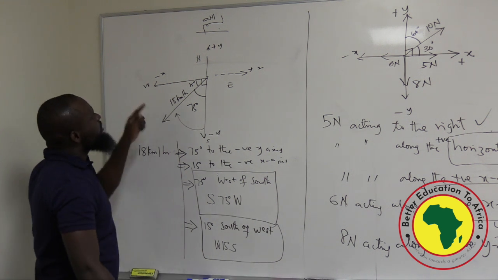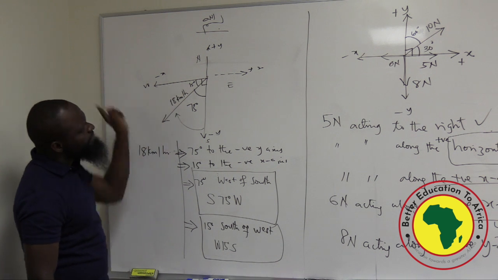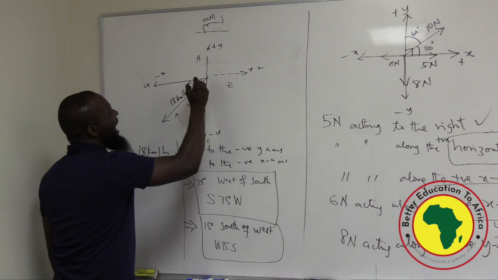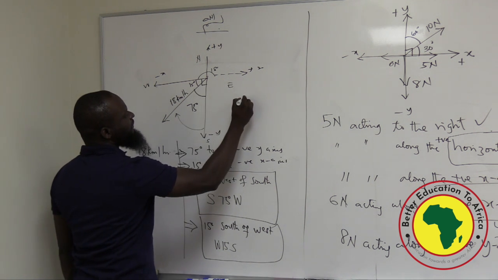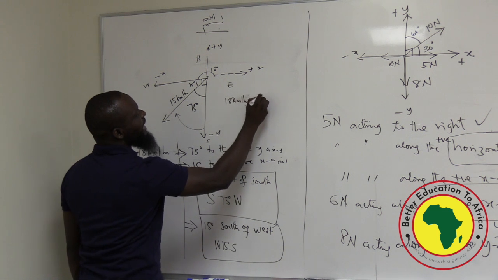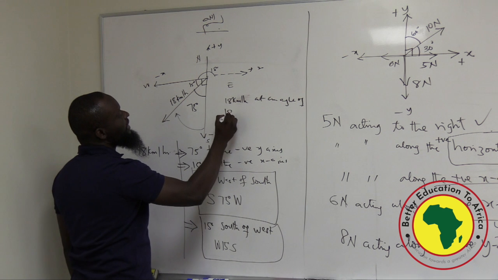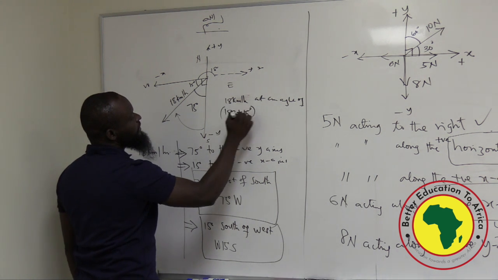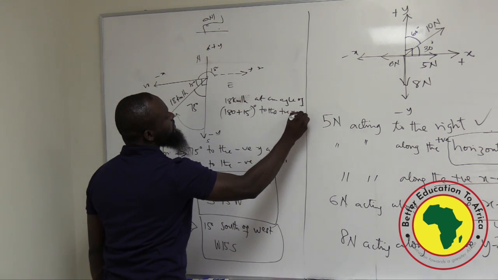What if I want to say to the positive x-axis? Yes, I can get the direction of this to the positive x-axis. All I need to do is add 180 degrees to 15. So this will be an 18 kilometer per hour velocity at an angle, in another direction now, of 180 plus 15 degrees to the positive x-axis.